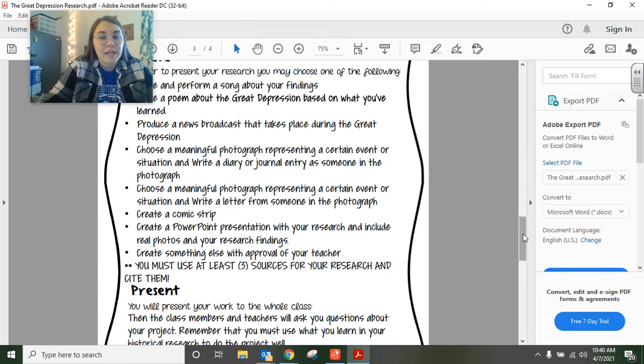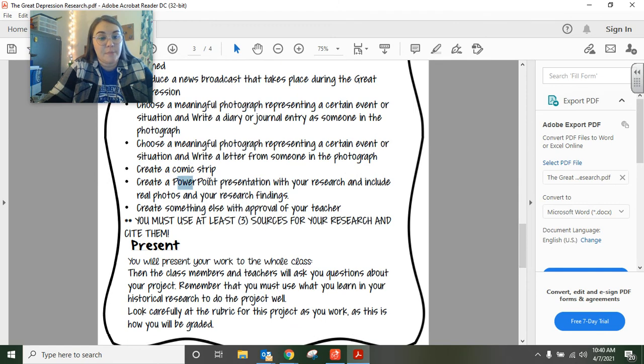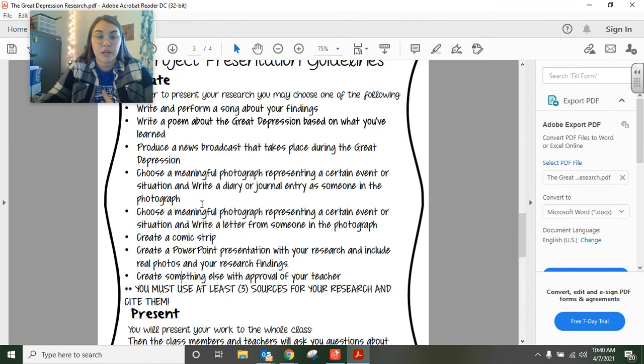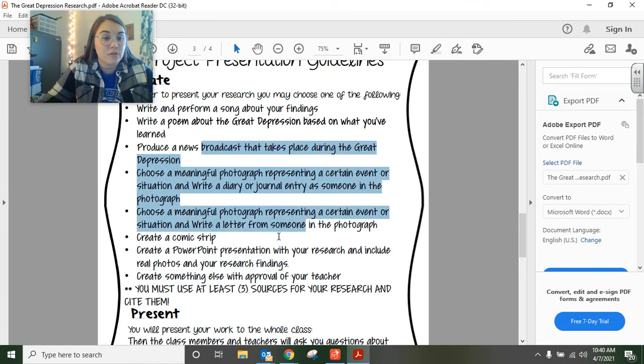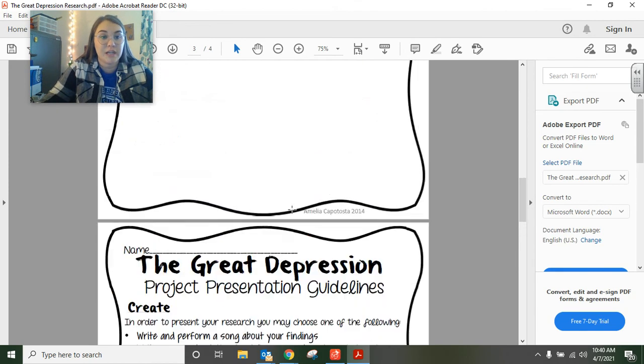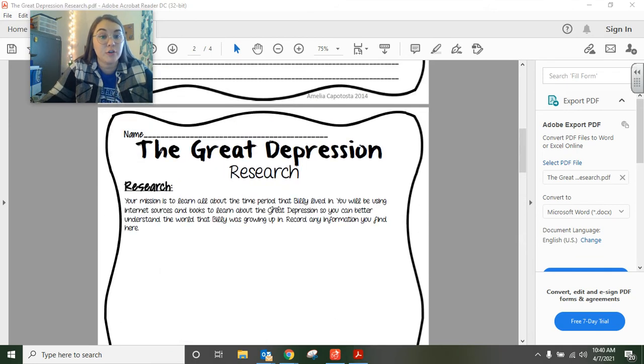So I am grading your final product, your PowerPoint or your poster or anything else of these. That is what you will be turning in, not this paper. You're using this paper just to help you. All right, guys, if you have any questions, please get on Zoom and I will help you. I will also try my best to remember to talk about this in our morning meeting tomorrow just to help you out.